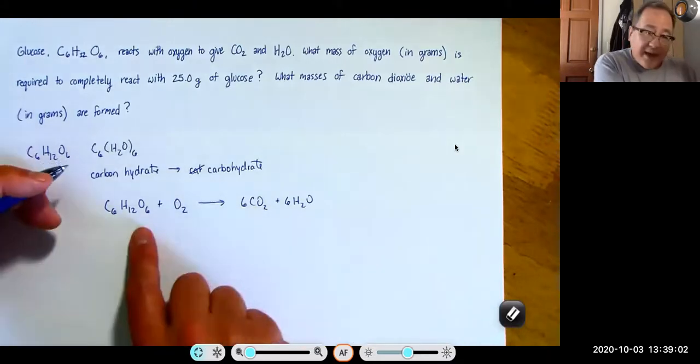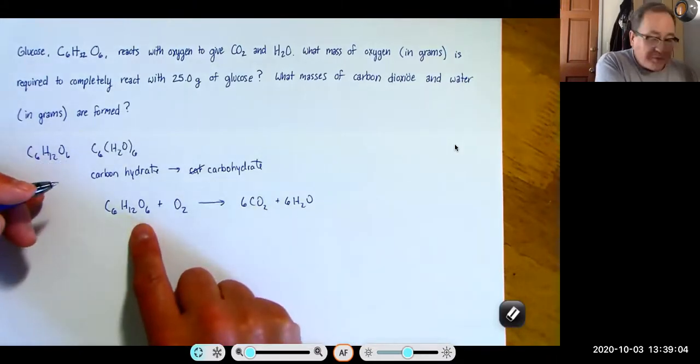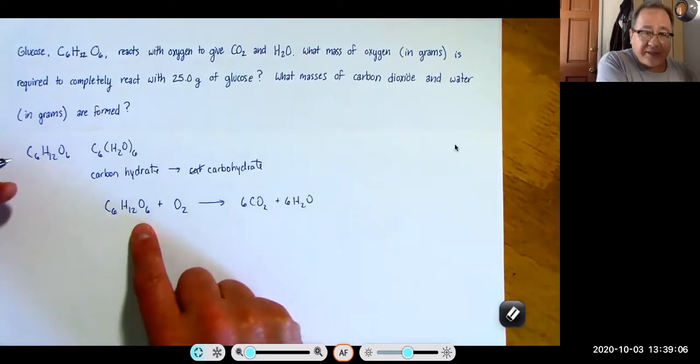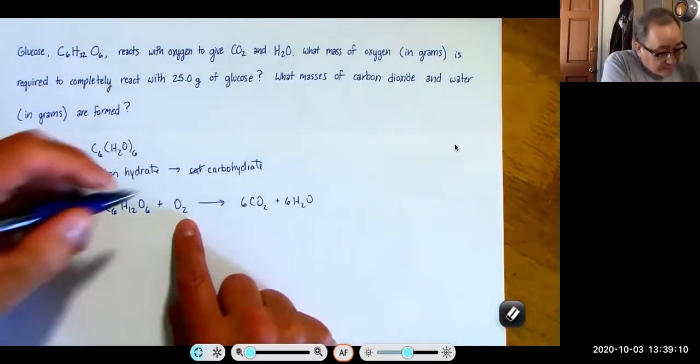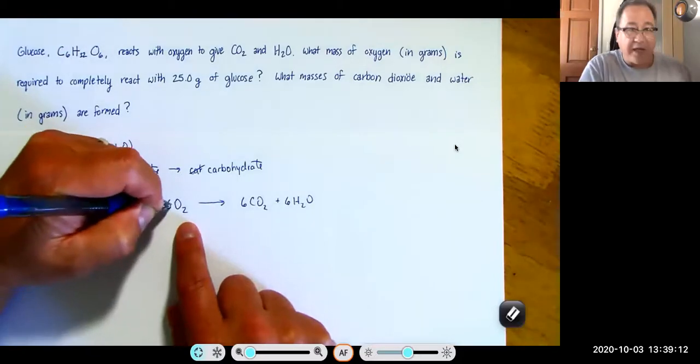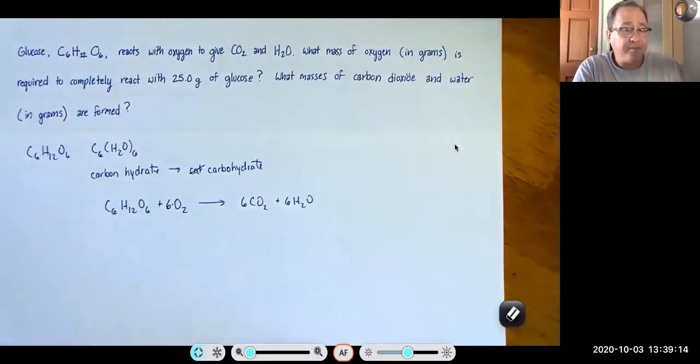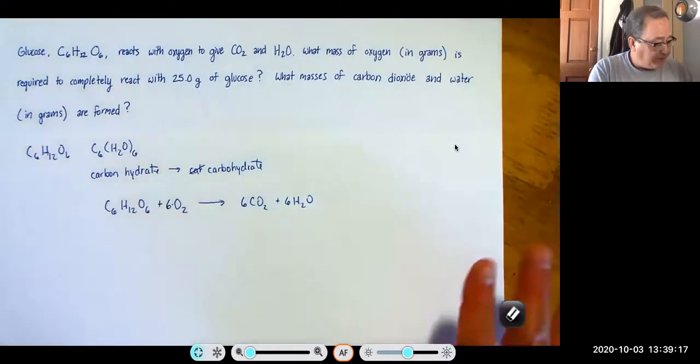We already have 6 here, which means what? Well, 18 minus 6 is 12. I need 12 more oxygens. And if I put a 6 here, I can get 12 more oxygens. So here's the balanced reaction.